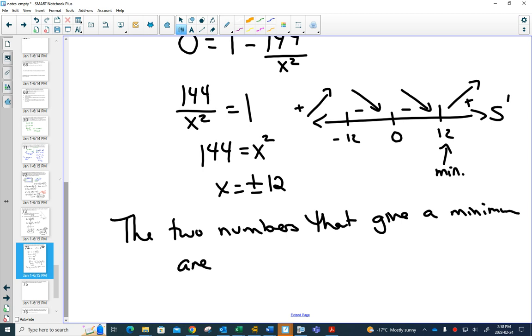Two numbers that give a minimum are 12 and 4. I find the second one by going to my second number. 48 divided by 12 would have to be 4.